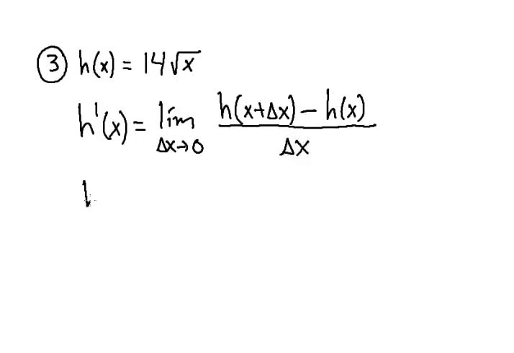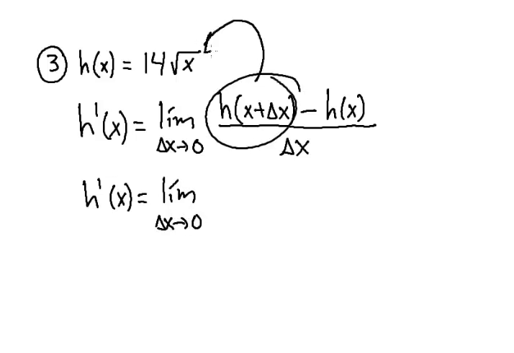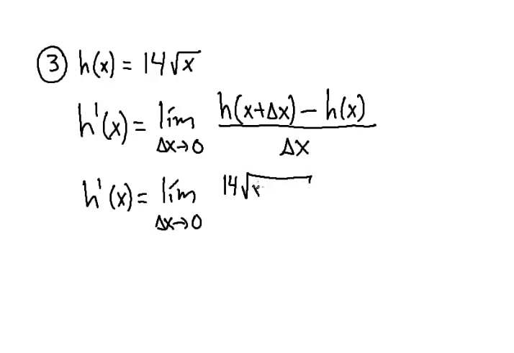So we're going to substitute. That'll be the first step. Limit as delta x approaches 0 of, remember this is the original function, but instead of x, you put x plus delta x. So in this case, it will be 14 square root of x plus delta x. Then you have a minus in here, so minus h of x is the original function, so you only copy it, 14 square root of x, all of that divided by delta x.